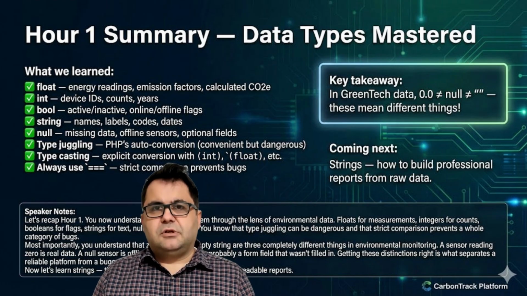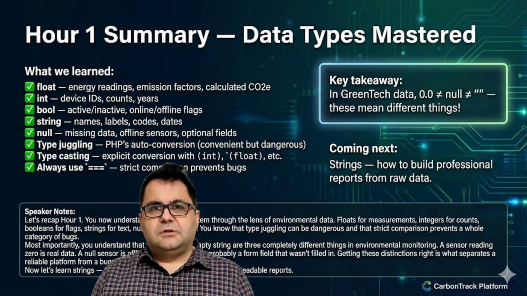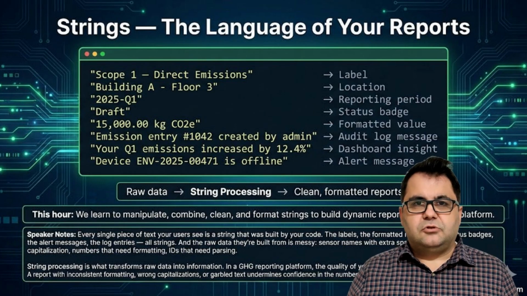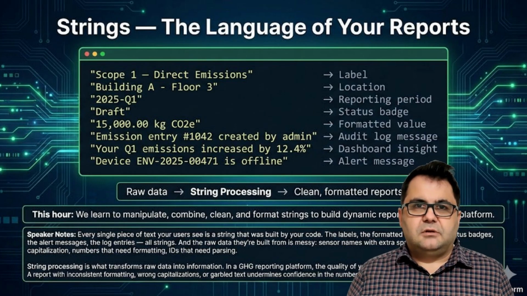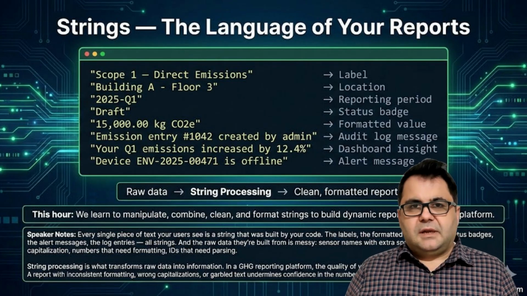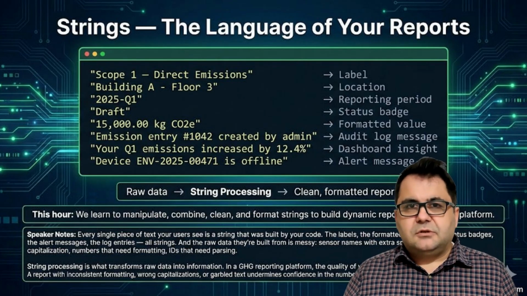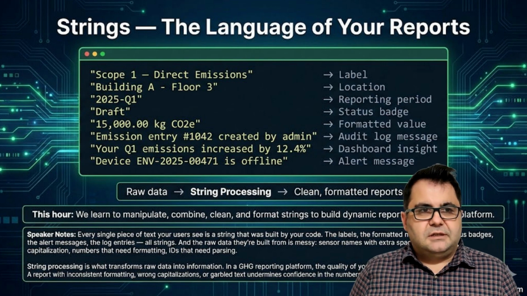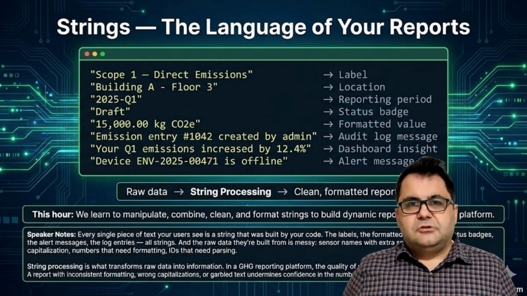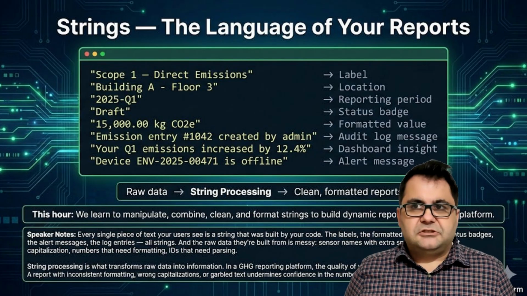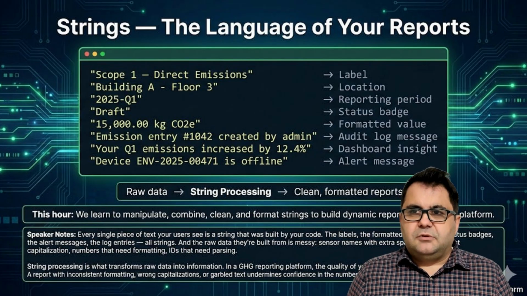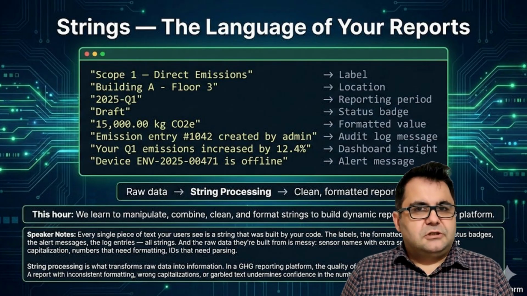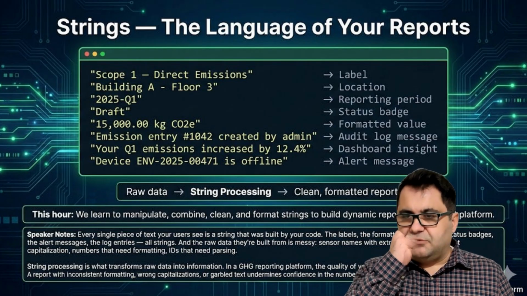Now let's learn strings, the tool for turning all this data into human-readable reports. Every single piece of text your users see is a string that was built by your code. The labels, the formatted numbers, the status badges, the alert messages, the log entries, all strings. And the raw data they're built from is messy. Sensor names with extra spaces, inconsistent capitalization, numbers that need formatting, IDs that need parsing. String processing is what transforms raw data into information.